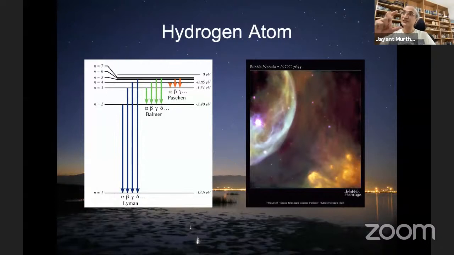If a photon comes along with the energy of 10.2 electron volts, which corresponds to a wavelength of 1216 angstroms, it will knock the electron from the ground state up to the first excited state. Once it's in its first excited state, there's nowhere that it can go. It has to go back down to the ground state. So a photon comes in, knocks it from the N equals one to the N equals two state. And then after a very short period of time, a few nanoseconds, the electron goes back down to the N equals one state and emits a photon.